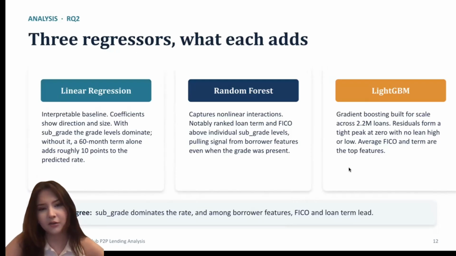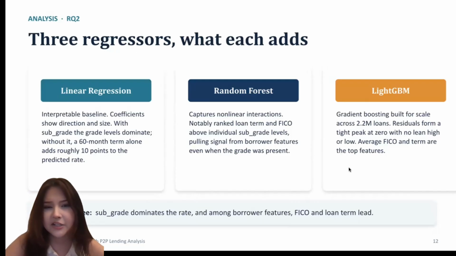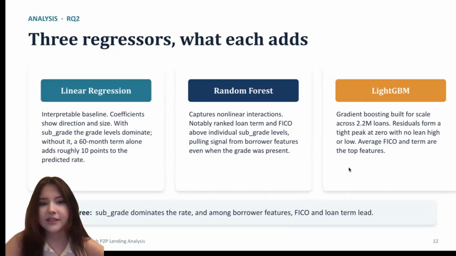The LightGBM model, which is a great gradient boosting method, was particularly well suited here, given the scale that we had, 2.2 million loans. Its residuals were tightly centered at 0 with no directional bias, meaning it wasn't systematically over or under predicting in either direction. All 3 models overall seem to align with the idea that subgrade dominates the rate when present, and FICO and loan term are the strongest independent drivers when subgrade isn't in the picture.